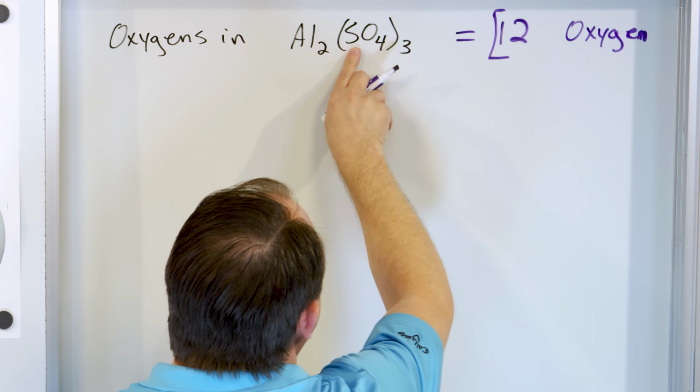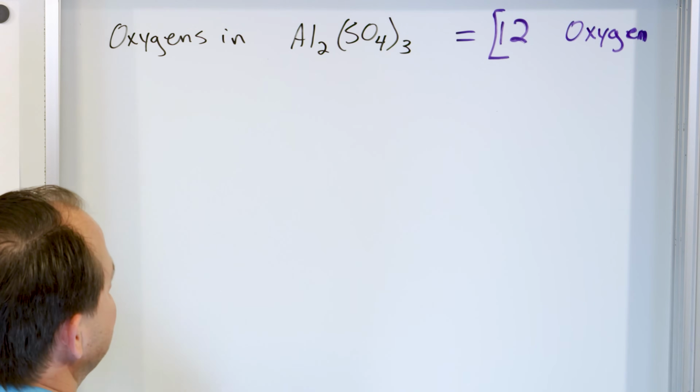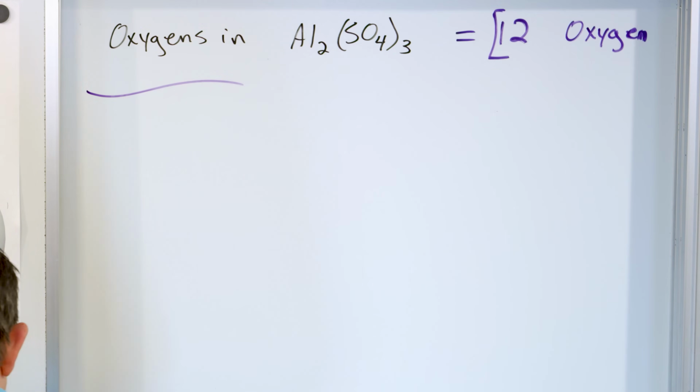How many sulfurs do you think there would be? Well, there's an implied 1 here. 1 times 3 is 3, so there's 3 sulfur atoms in this entire formula. All right, we're going to do 2 more just like that, and then we're going to say we're done.